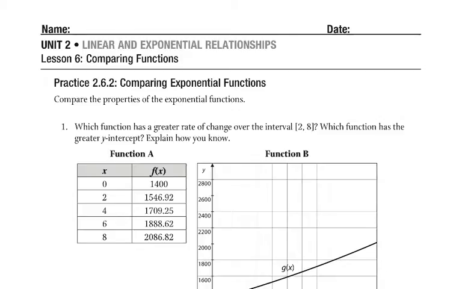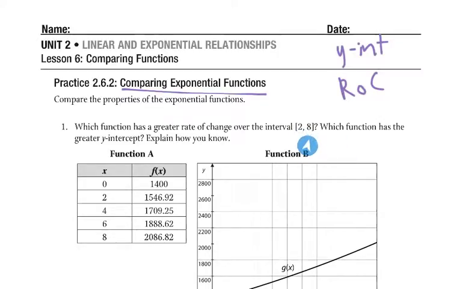Math 1, Practice 2.6.2. So now we're comparing exponential functions. And the main two things we're talking about are the y-intercept and the... now here we don't have a slope. We do have a rate of change, an average rate of change, but we always need an interval to help us figure that out. Okay?